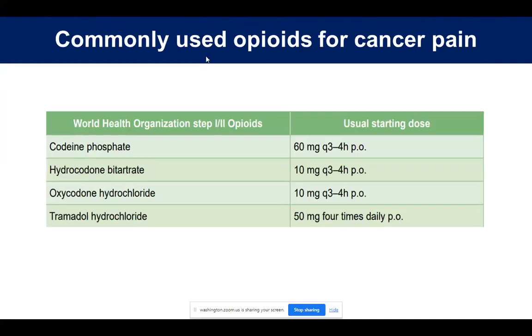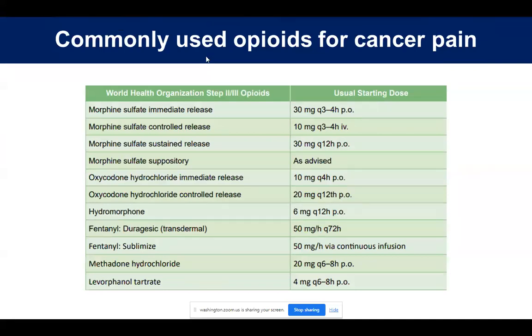These are codeine phosphate, hydrocodone, oxycodone, tramadol. Tramadol suppositories are also there in the market. As per the pain of the patient, we can give. Then morphine sulfate: immediate release, controlled release tablets, and sustained release tablets. There are suppositories also. Oxycodone immediate release, oxycodone controlled release tablets, hydromorphone, fentanyl, methadone hydrochloride, levorphanol tartrate. All these medicines with the doses are given in this.